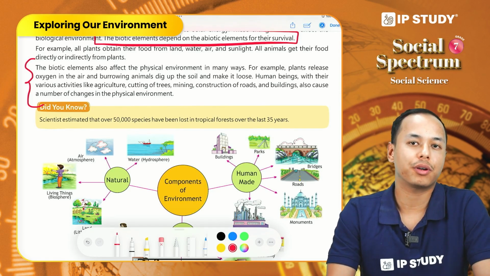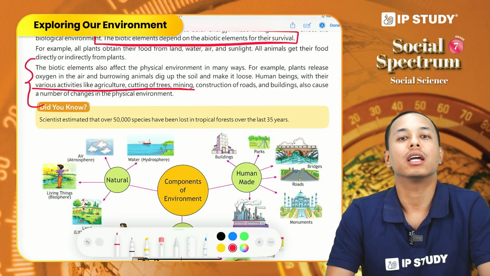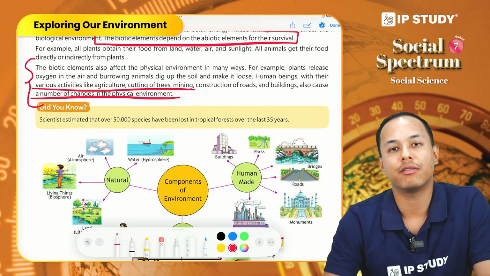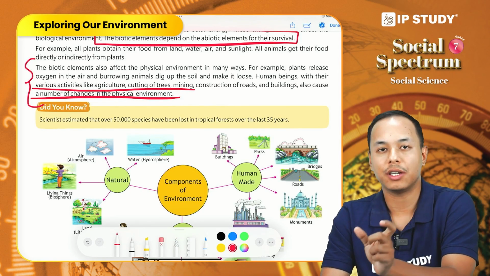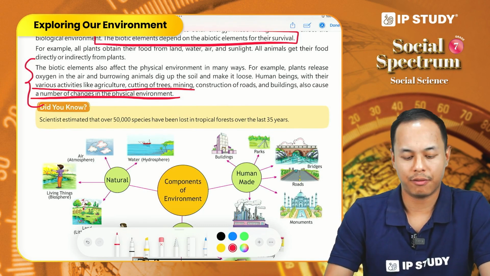Humans play a very important role, right? Because humans, with their various activities like agriculture, cutting of trees or mining, change the physical environment. So this is how biotic elements also affect the physical environment. So there is an interaction between physical and biological environment.